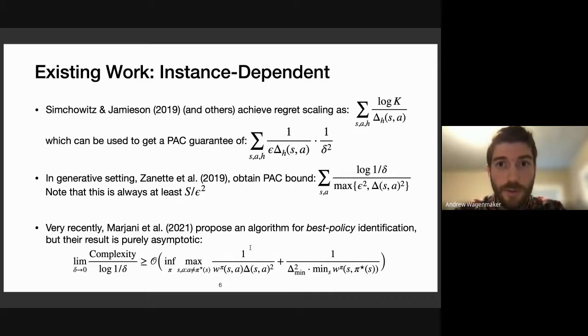Now, the issue with this result is, A, it is purely asymptotic, and B, it only holds for best policy identification. In practice for RL, we usually don't want to find the best policy. We want to just find a good policy. And we want to do something in finite time. But this is where we're at. This is the state of PAC RL.